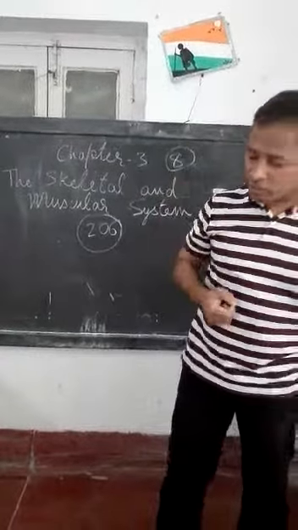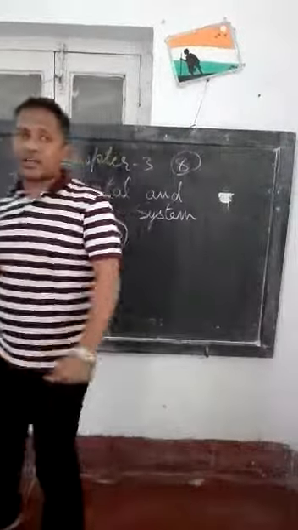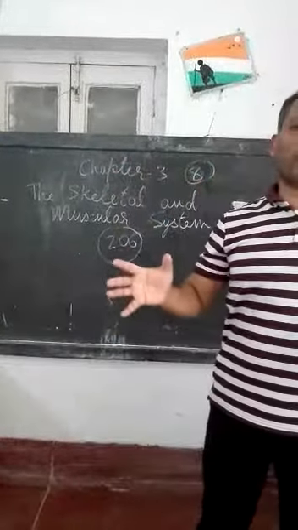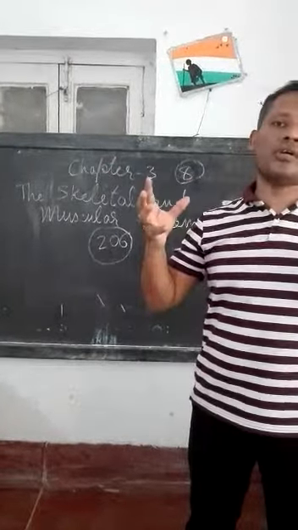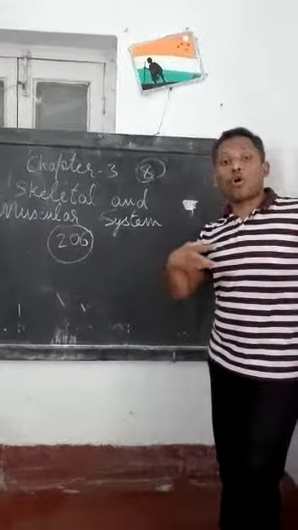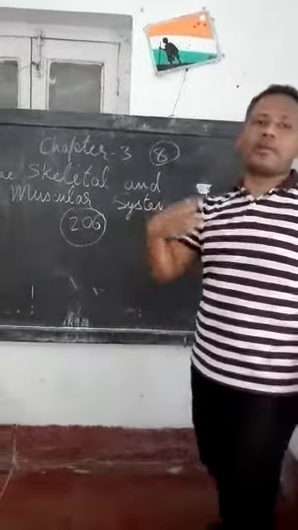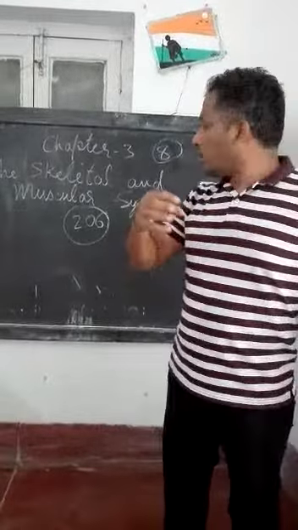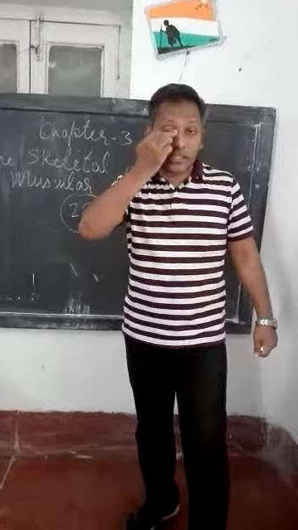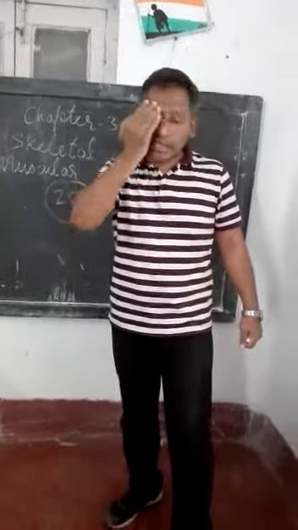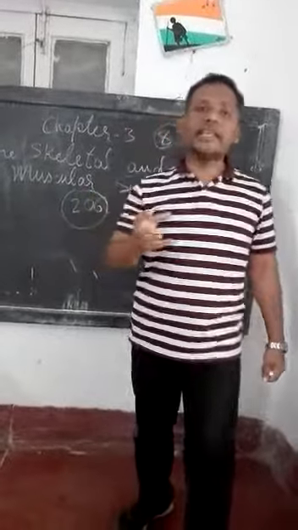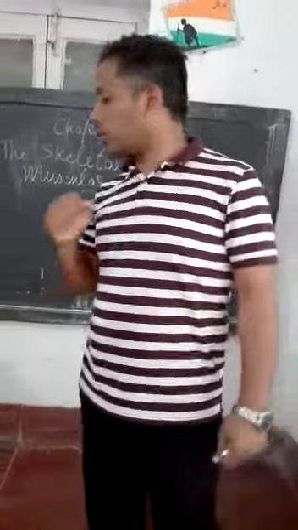So, the three functions once again, we revise. The first is that it provides shape to the body. The shape you have is because of your bones, the skeletal system. Second, it protects all the internal organs in your body, the brain, the heart, and even the eyes, which are very soft. They are within the socket. These bones protect the eyes from getting damaged. So second is that it protects all the vital organs in the body.